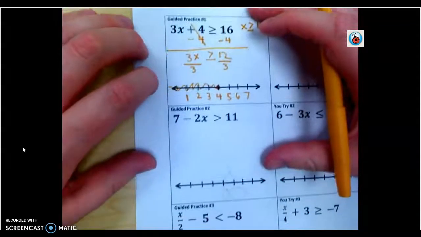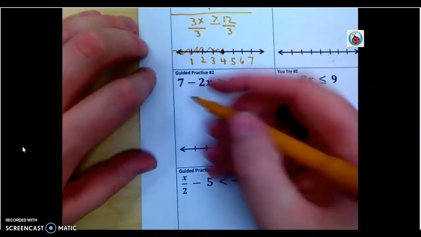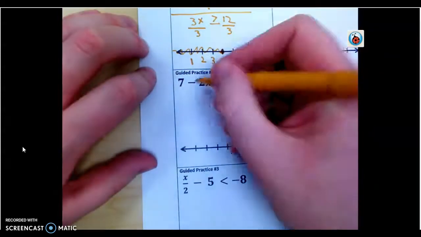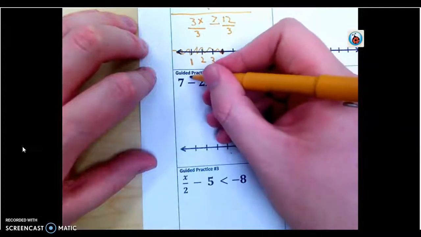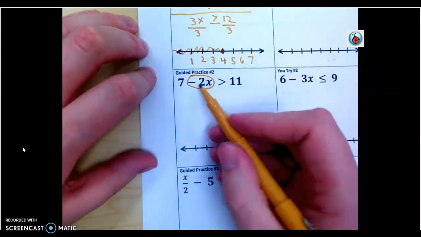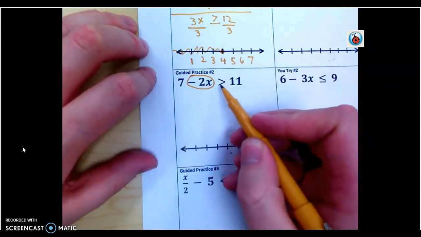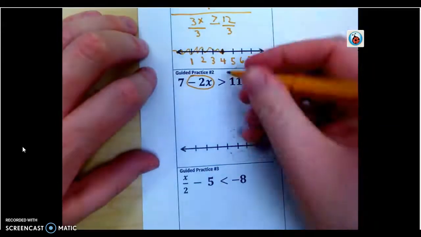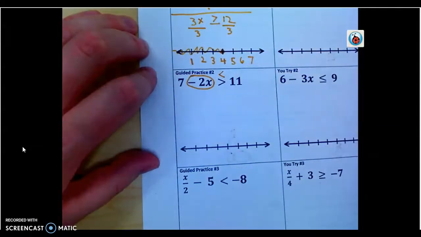Let's go on to guided practice number 2. This time we got 7 minus 2x is greater than 11. Immediately you should recognize that this minus sign belongs to the 2x. So since the negative sign's paired up with the variable, I know that my sign is going to flip. I know it's going to eventually become a greater than sign.